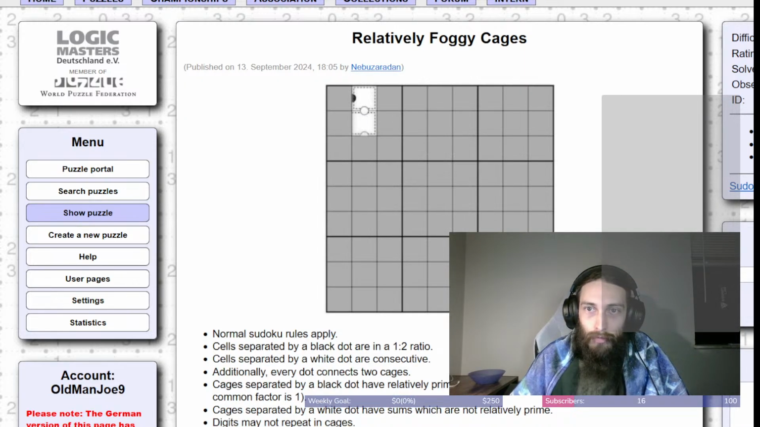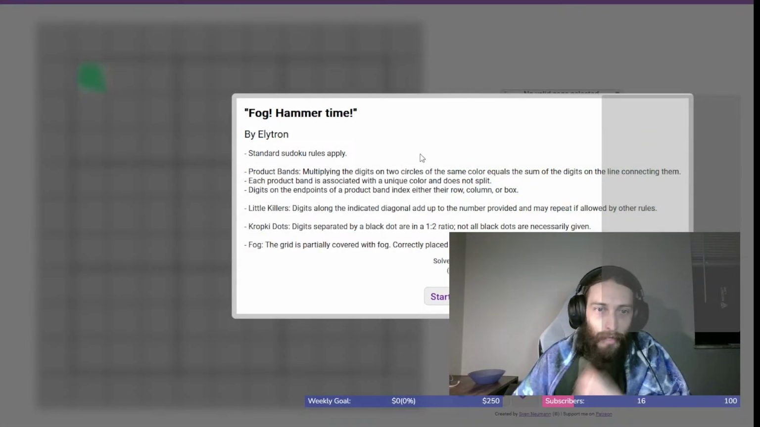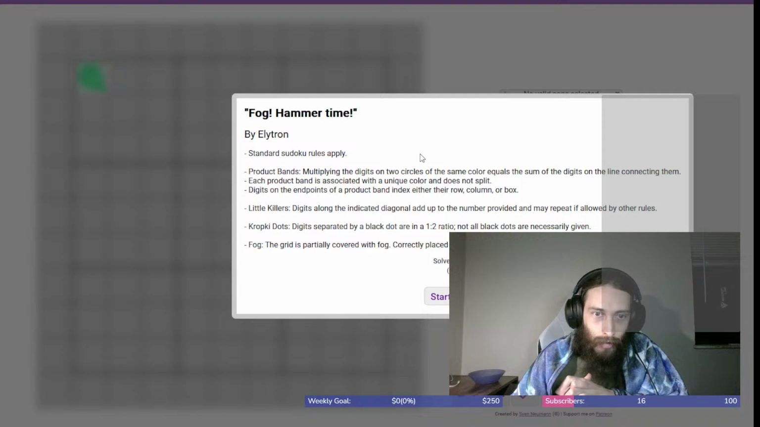So let's start with Sudoku pad for Fog Hammer Time by Elytron. Standard Sudoku rules apply. Product bands: multiplying the digits on two circles of the same color equals the sum of the digits on the line connecting them. Each product band is associated with a unique color and does not split. Digits on the endpoints of a product band index either their row, column, or box. Little killers: digits along the indicated diagonal add up to the number provided and may repeat if allowed by any other rules.